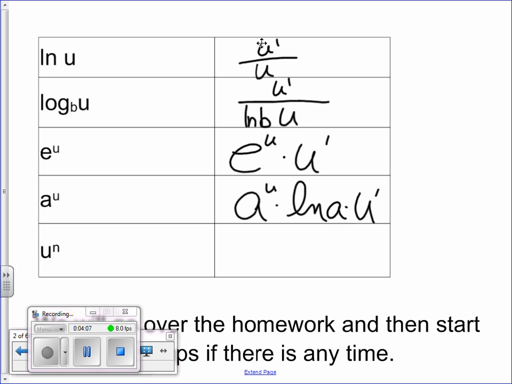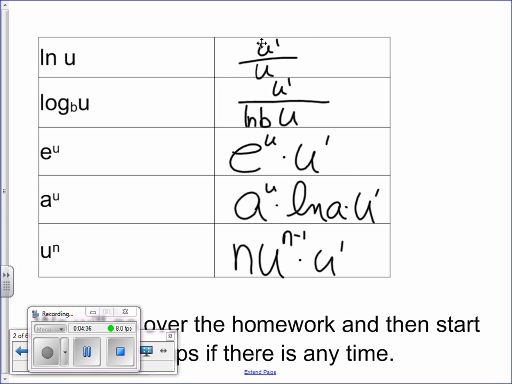The last one. I don't even know why this is in with the new ones. He just wanted to come along. What's the derivative of u to the n? All right, Manny. Times u prime, times whatever the derivative of the inside is. Good?